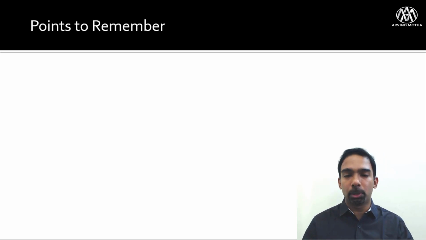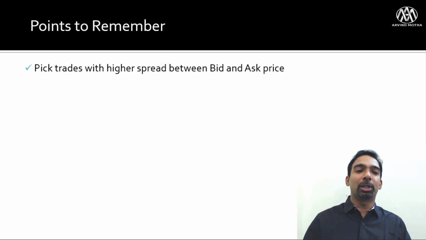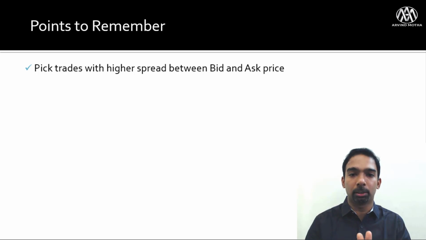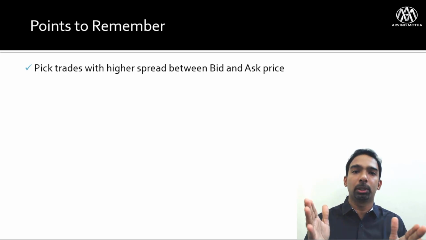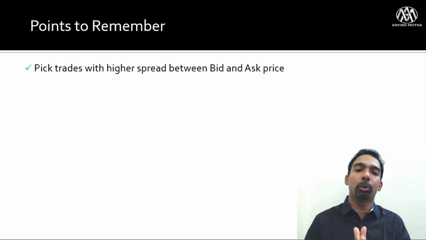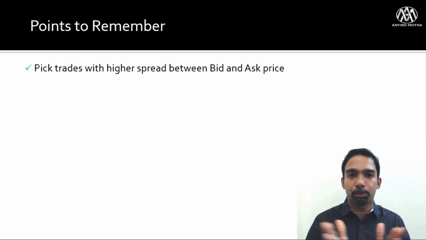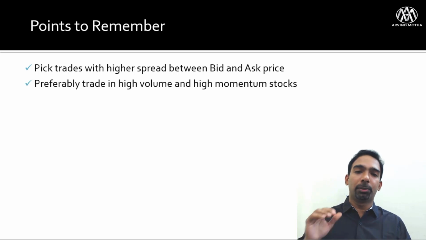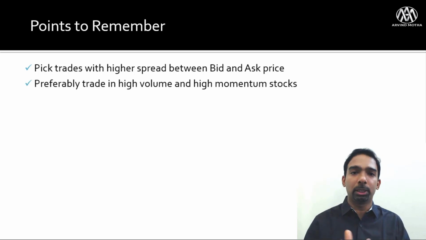And some points to remember if you're in the beginning stage, if you're a novice scalper. Pick trades with a high spread between the bid and ask price. If you look at the depth of market or even the options chain, whichever segment you're trading, look at the spread. When you have a wider spread, that will give you better chances of booking profits. And preferably trade in stocks or any asset with very high volume, also high momentum stocks. That will give you more scope to get profits.